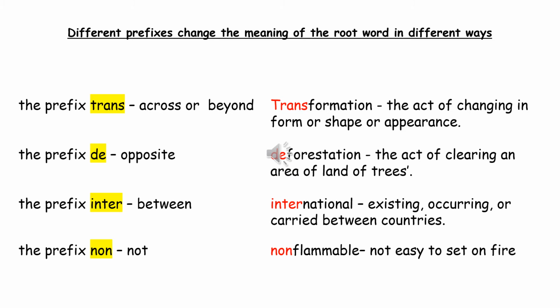Then we have the prefix inter, and this prefix means between. So international means existing or occurring or carried between two countries. So we might have international newspapers, you might have international football games. We've also got the prefix non, which means not, non-flammable, which means not easy to set on fire. Now let's have a look at some more. So press pause if you need to while you're writing down your notes.